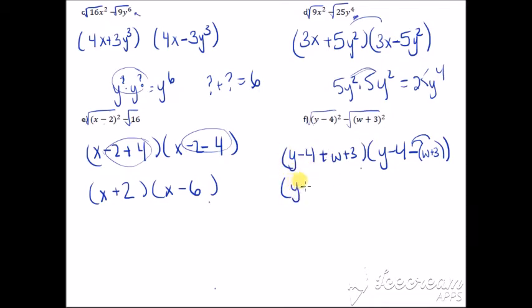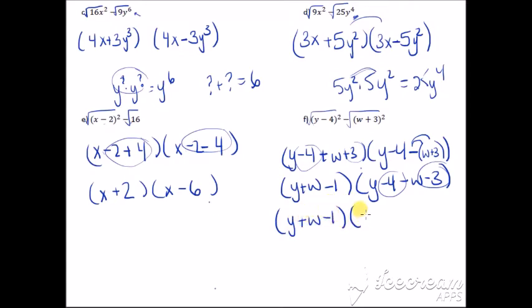So we're going to go y plus w, but now we have negative 4 plus 3, so minus 1. And in this bracket, we're just going to go ahead and distribute that negative sign into the bracket. So we're going to get negative w and negative 3. Now let's collect these two. So we're left with y plus w minus 1, y minus w minus 7.